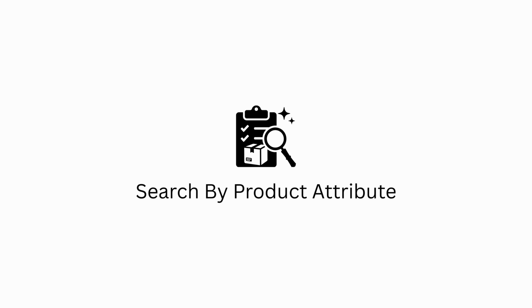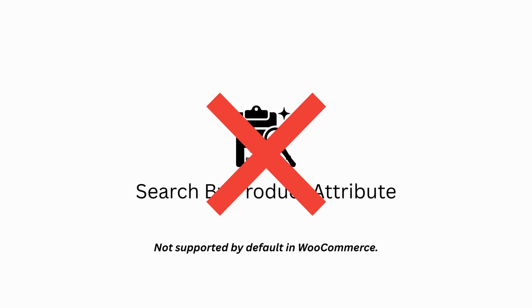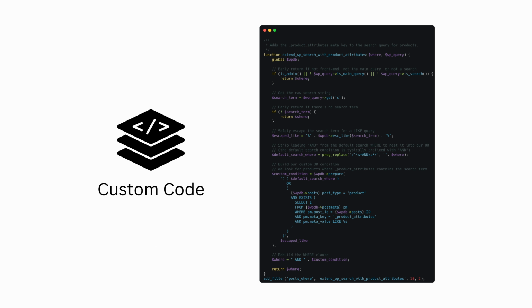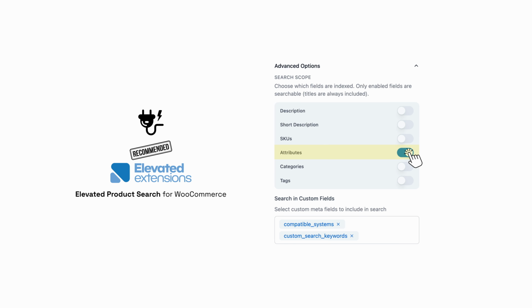So if you've ever found yourself asking, how do I search by product attributes in WooCommerce? Now you know that this capability isn't available by default in WooCommerce. That means you'll either have to custom code a solution, which can be tricky for non-developers, or reach for a plugin like Elevated Product Search for WooCommerce by Elevated Extensions, which allows you to enable search by product attributes in one click.